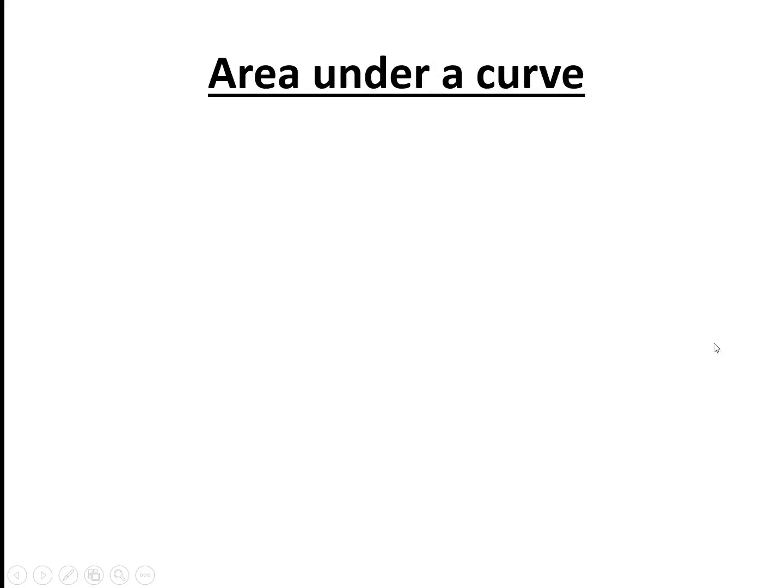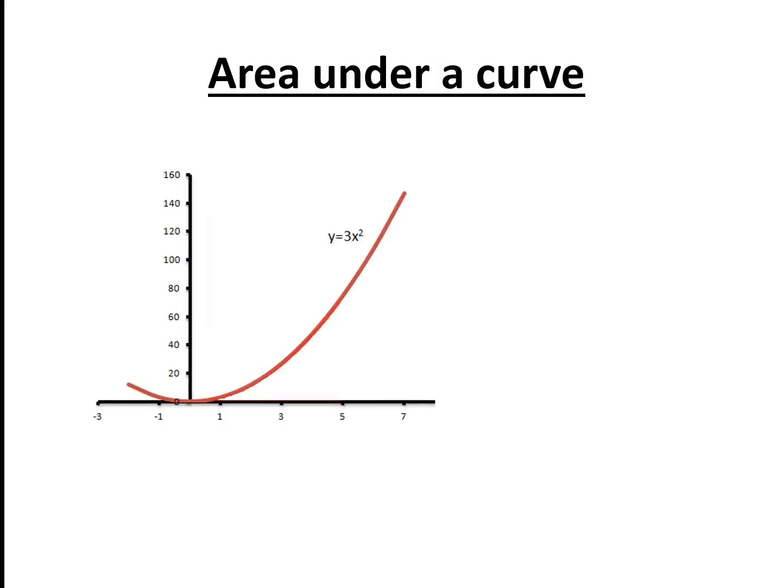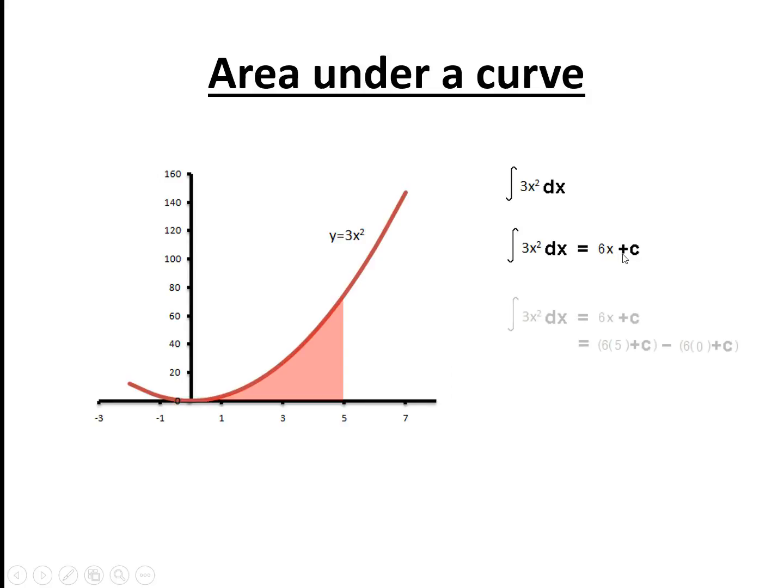If we're doing an area under a curve, one of the main applications of integration, then we'll take this curve here, y equals 3x squared, and just put a few points on it. If we want to find the area between 5 and 0, then we highlight that area so we know what we're doing. And then we say we're integrating 3x squared dx, and we find out what it integrated is, and we sub in the values at 5 and 0.